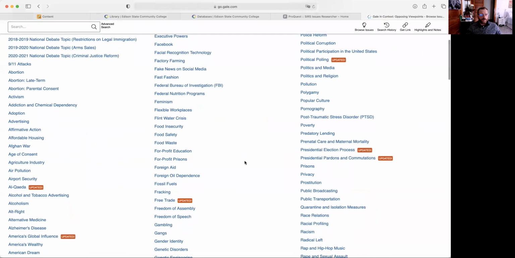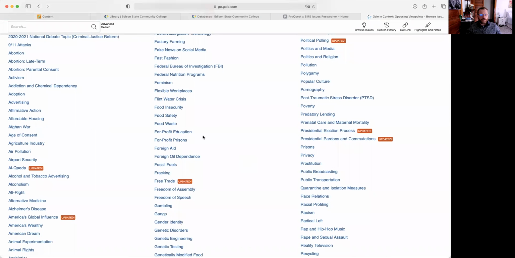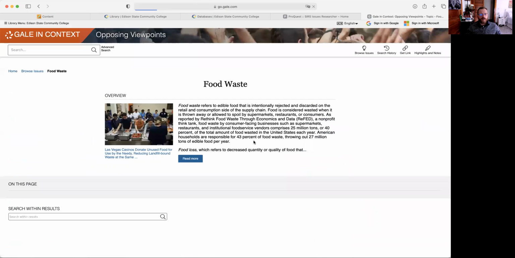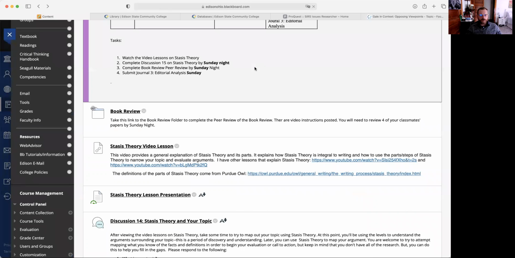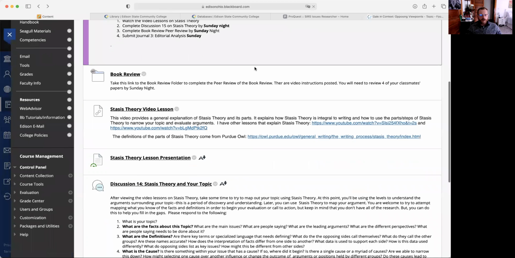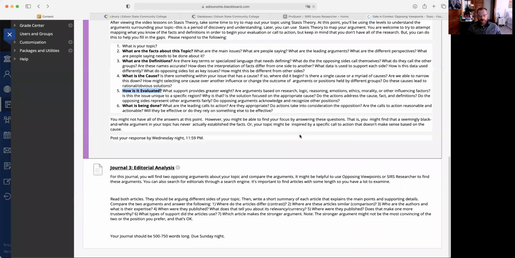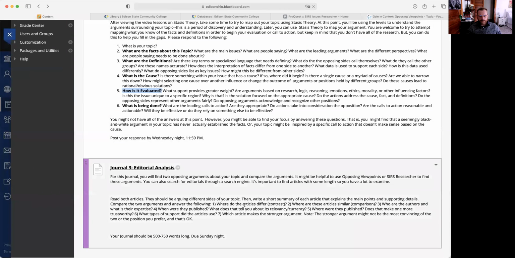So, maybe you're interested in food waste, right? This is going to have opposing viewpoints. And so you're going to, again, look at two that seem to make opposing arguments and read them and compare them. So it's comparison and contrast of those two ideas. It's very short. It's only 500 to 750 words. So summarize the two viewpoints, contrast them, compare them.